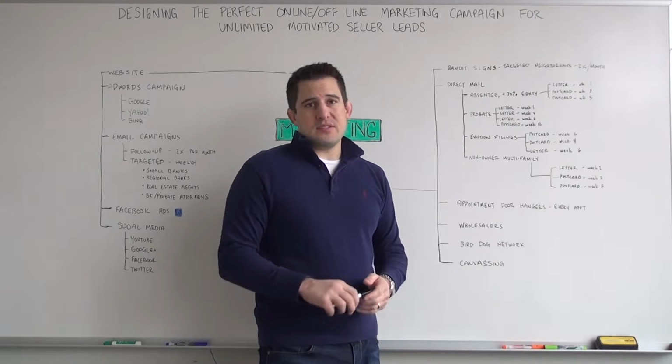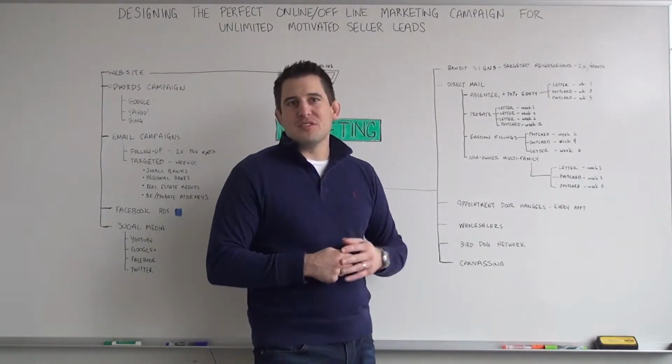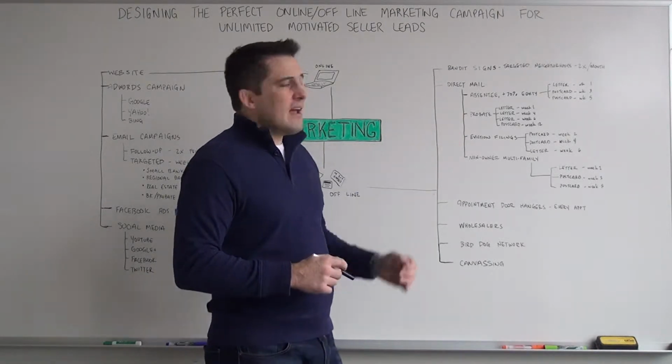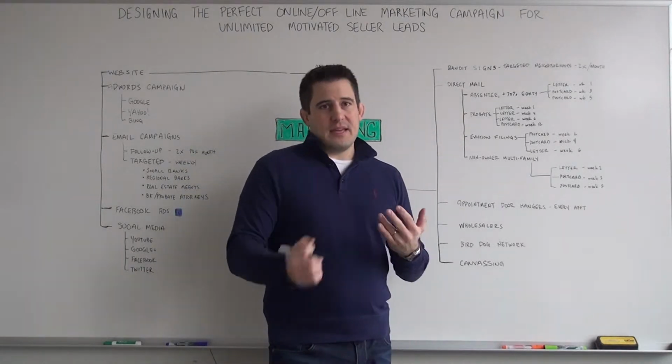And then I put the list to rest for a while. We'll go back to it in maybe another 6 months. But this is the absentee 70% equity. Next, I have my probate list, and I do this on a monthly basis, okay?